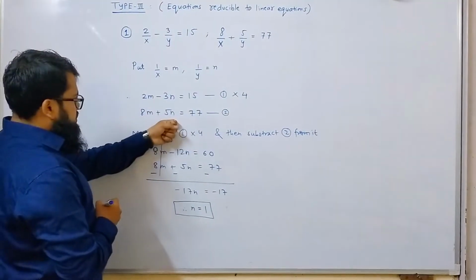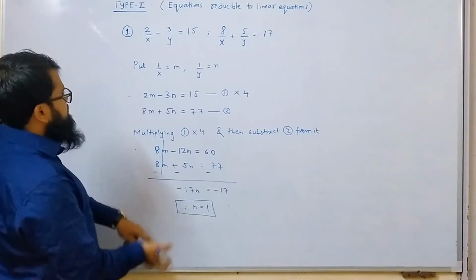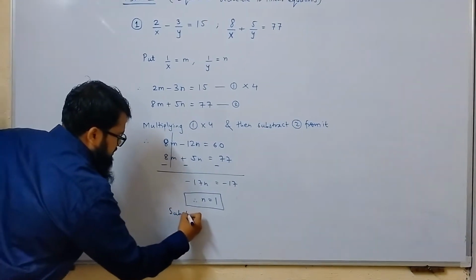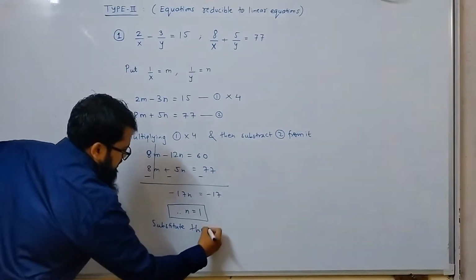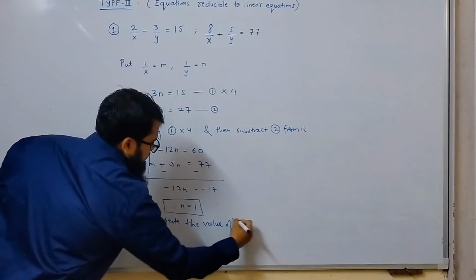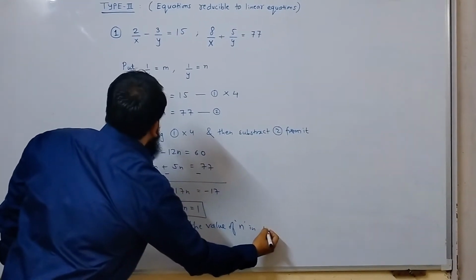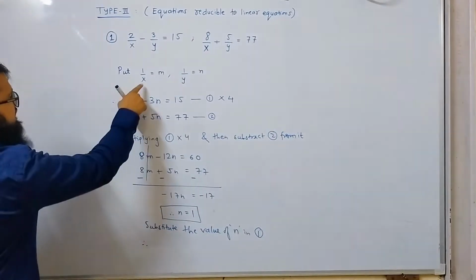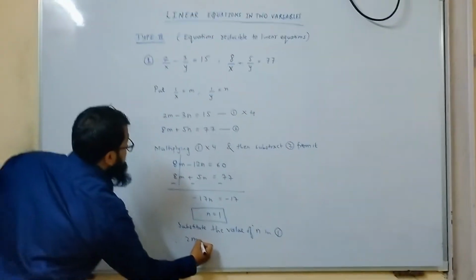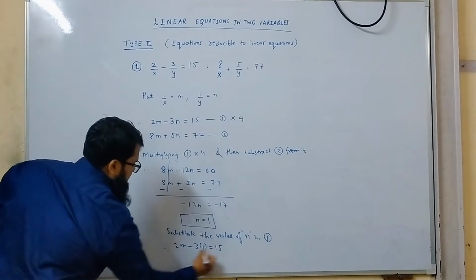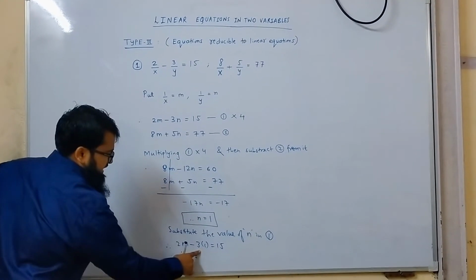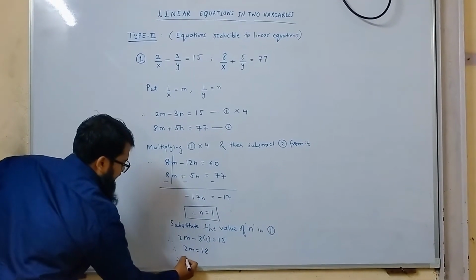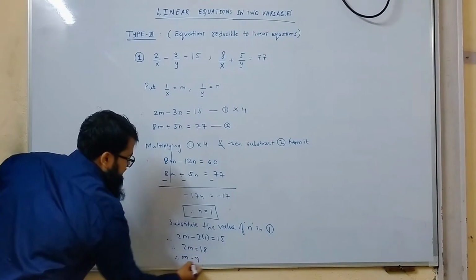Substitute n in any of those two equations and you get m, and then we will substitute m and n in these equations to get x and y. Let us substitute the value of n in 1. Therefore, we will get 2m minus 3 into 1 equals 15. Therefore, 2m, minus 3 goes to that side, it will become plus 3. 15 plus 3 is 18. Therefore, m is equal to 18 by 2, which is 9.